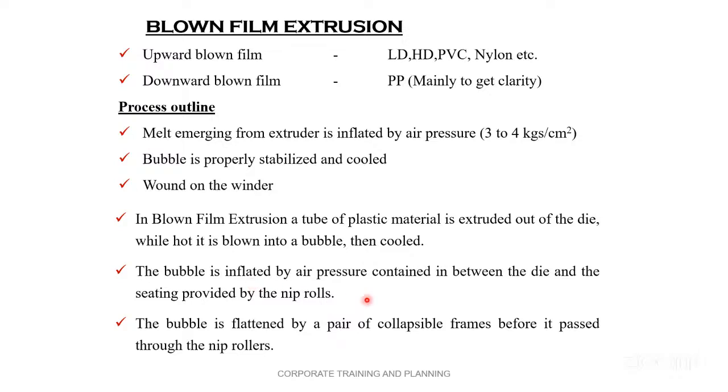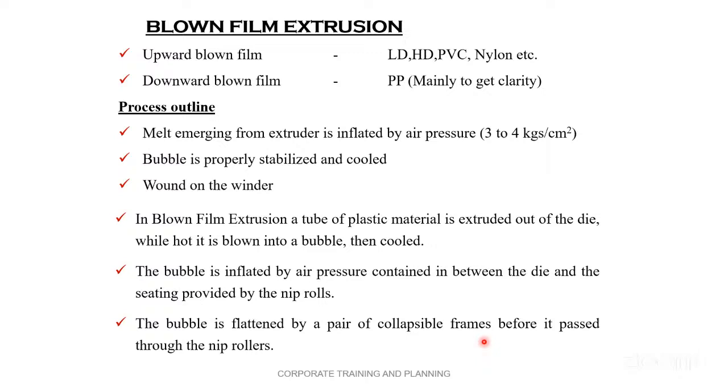I told you there is a compressor, and from the die, the pin is given to pressurize the bubble. Then it is contained between the die and the setting provided by the nip rollers. The bubble is flattened by a pair of collapsible frames.